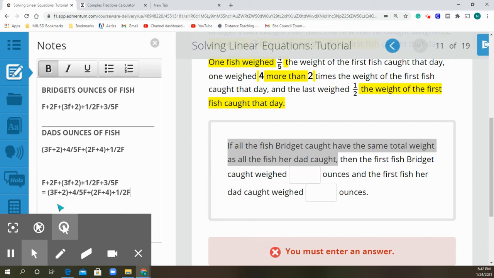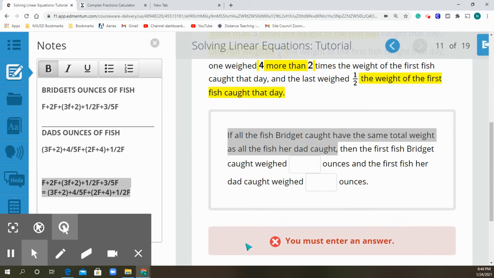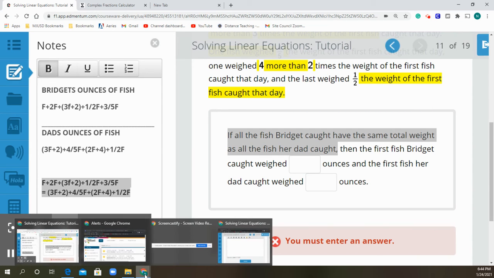The first step in solving it is getting all the like terms on the right side. So all the F's on one side and all the numbers on the other. That's going to be really challenging on this workspace here, but let's see what we can do. Okay, I'm going to try to do this again.